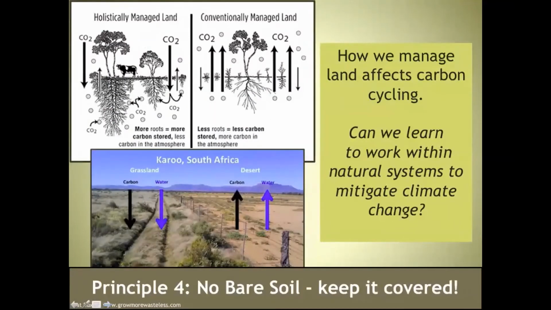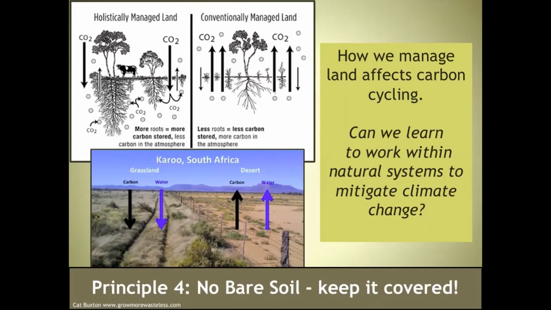How we manage land affects carbon cycling. The top picture here is just a simple drawing showing you that when you have biomass on land, plants and animals, root masses, organisms, you have carbon cycling.